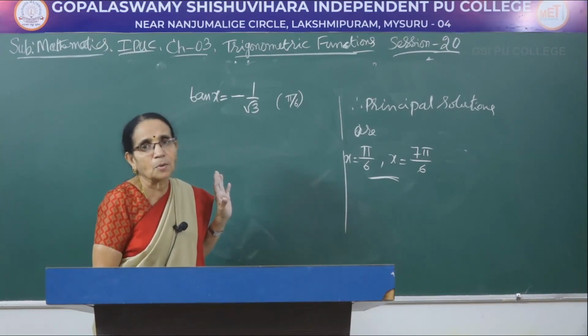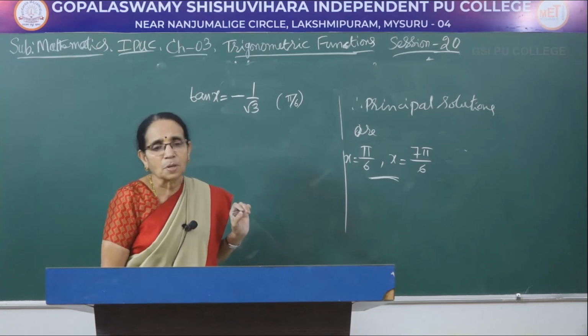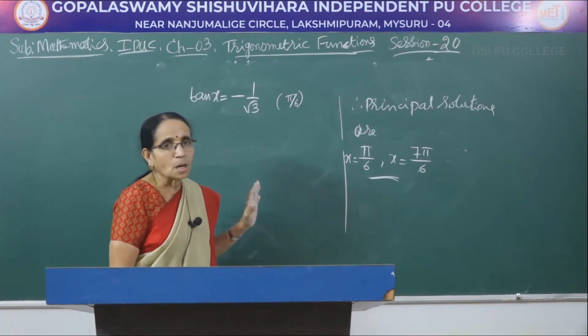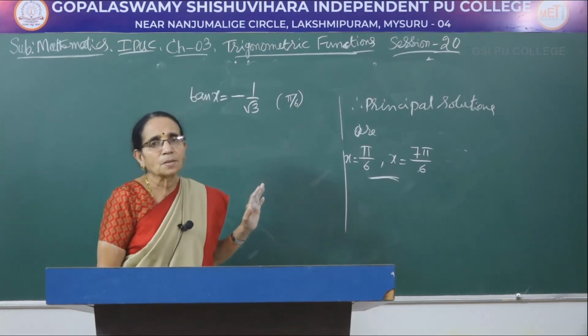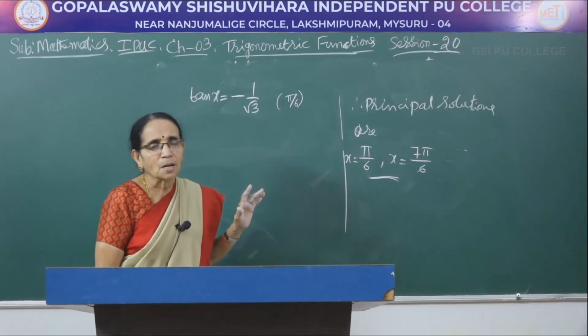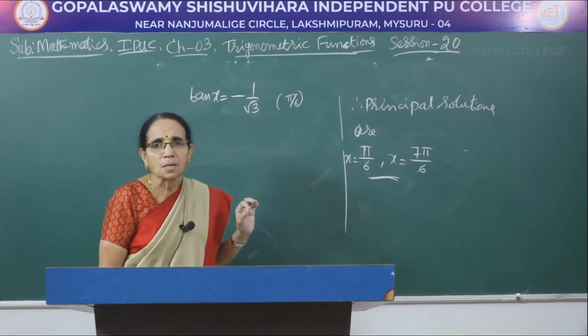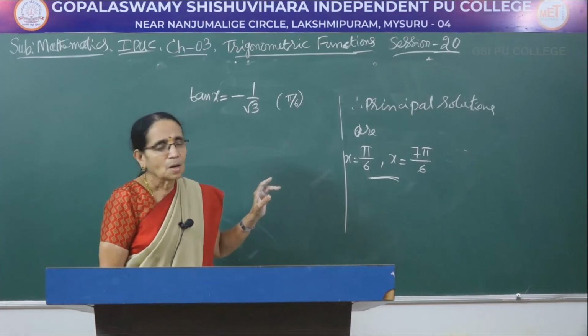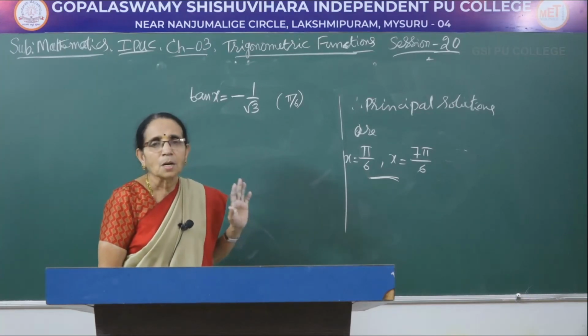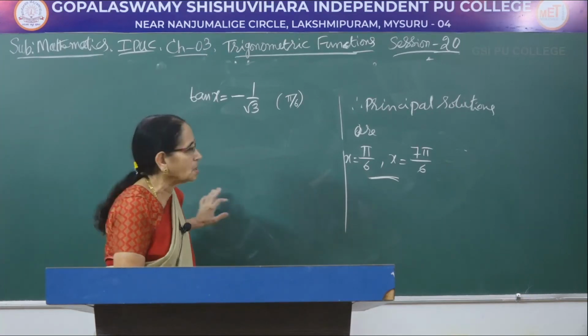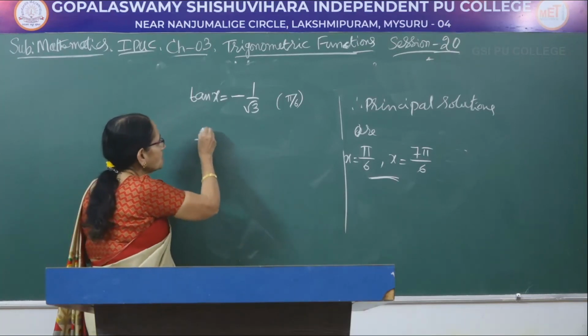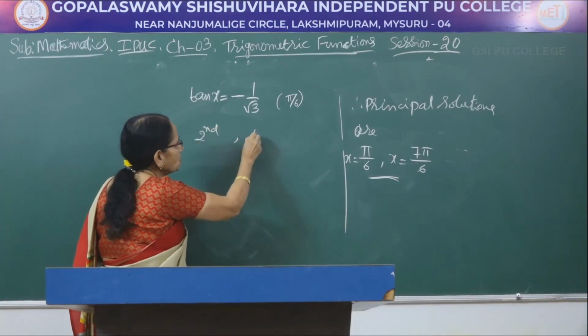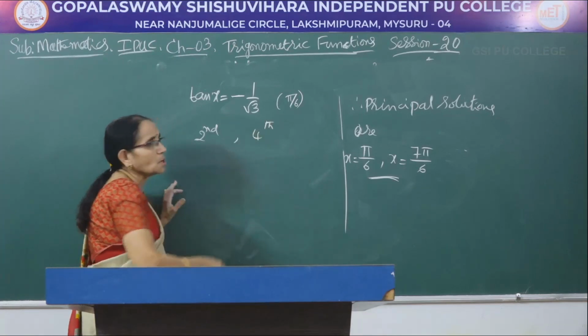It is a negative. In which quadrant would tan be negative? It is negative in the second as well as in the fourth quadrant, isn't it? Second quadrant means write it as pi minus something. Fourth quadrant means you have to write 2 pi minus something. Therefore, you consider the solution, second quadrant or the fourth quadrant. You have to give the reason.